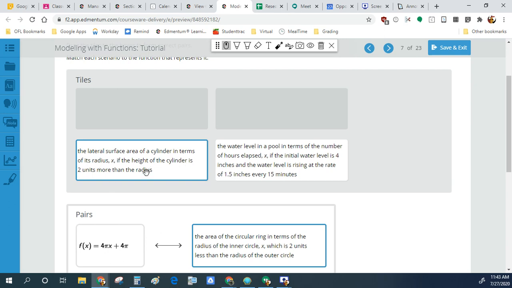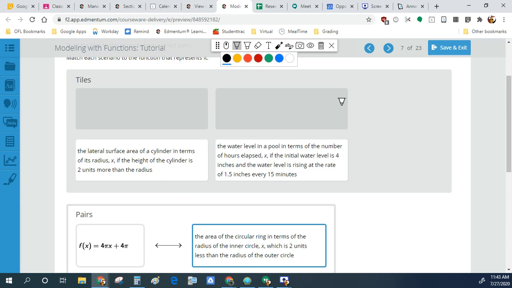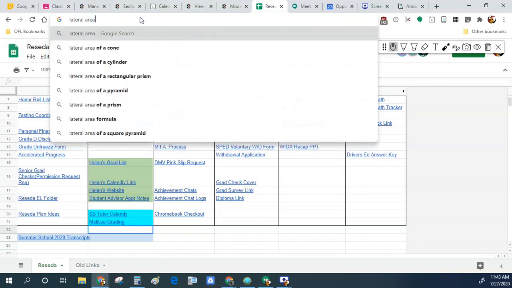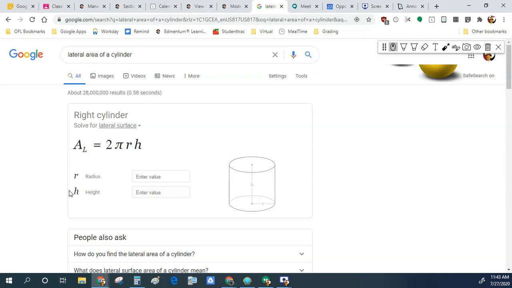So the lateral surface area of a cylinder, radius x, blah, blah, blah, 2 more inches. The lateral area of a cylinder. If the height, okay. So lateral area, if you guys took geometry from the packets, is L pi r. You guys, honestly, you guys can Google the formula for lateral area. So lateral area of a cylinder. So they say it as 2 pi r times h. It would end up being the same thing, but you guys can also use this.